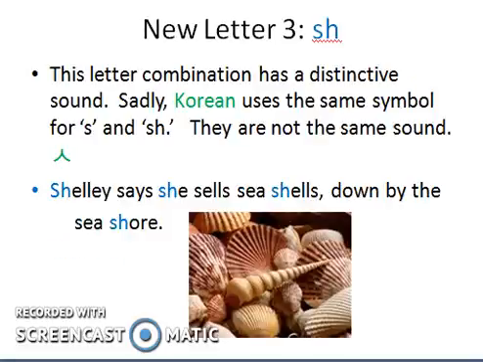The third new letter, sh. Sadly, this is where Korean fumbles the ball. They use the same symbol for s and sh. Shelley says she sells seashells down by the seashore.